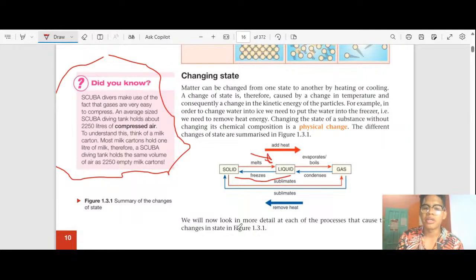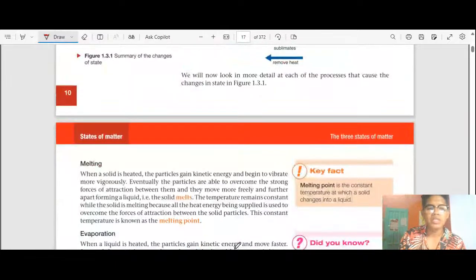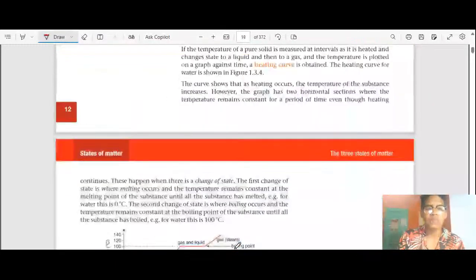Yeah, yes, that'll work. So we'll continue sublimation in another class. So let us look at some interesting fact of the day.